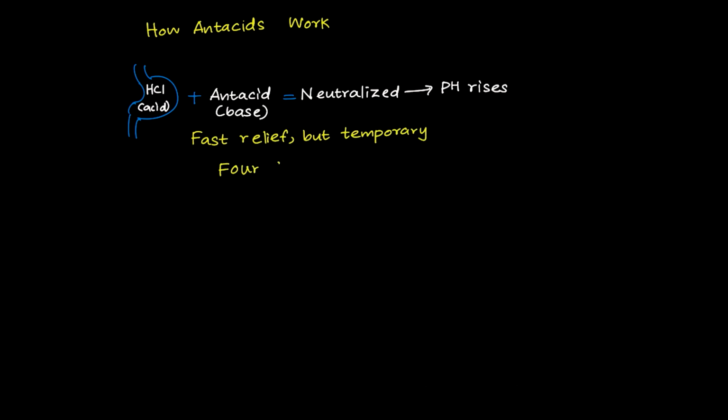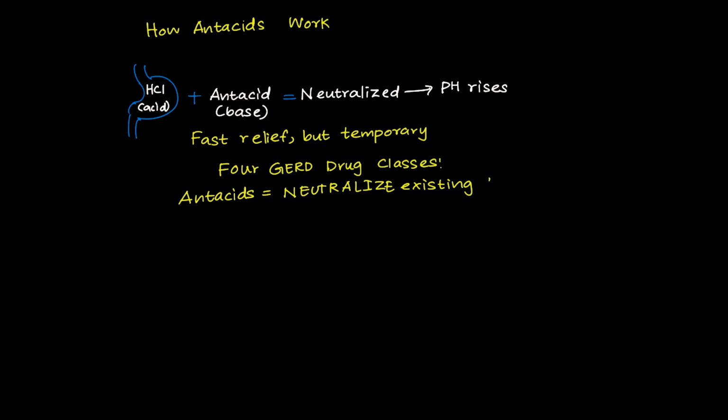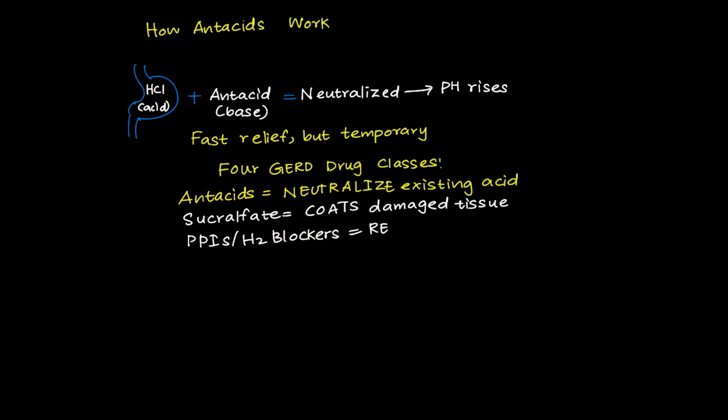Students get tripped up because they confuse antacid mechanisms with other reflux drugs. Coating the esophageal lining, that's sucralfate. It forms a paste-like barrier over damaged tissue. Decreasing gastric acid production? That's what proton pump inhibitors and H2 blockers do. They turn down the acid-making machinery. Speeding up gastric emptying? That's metoclopramide, a prokinetic agent that gets food moving out of the stomach faster.